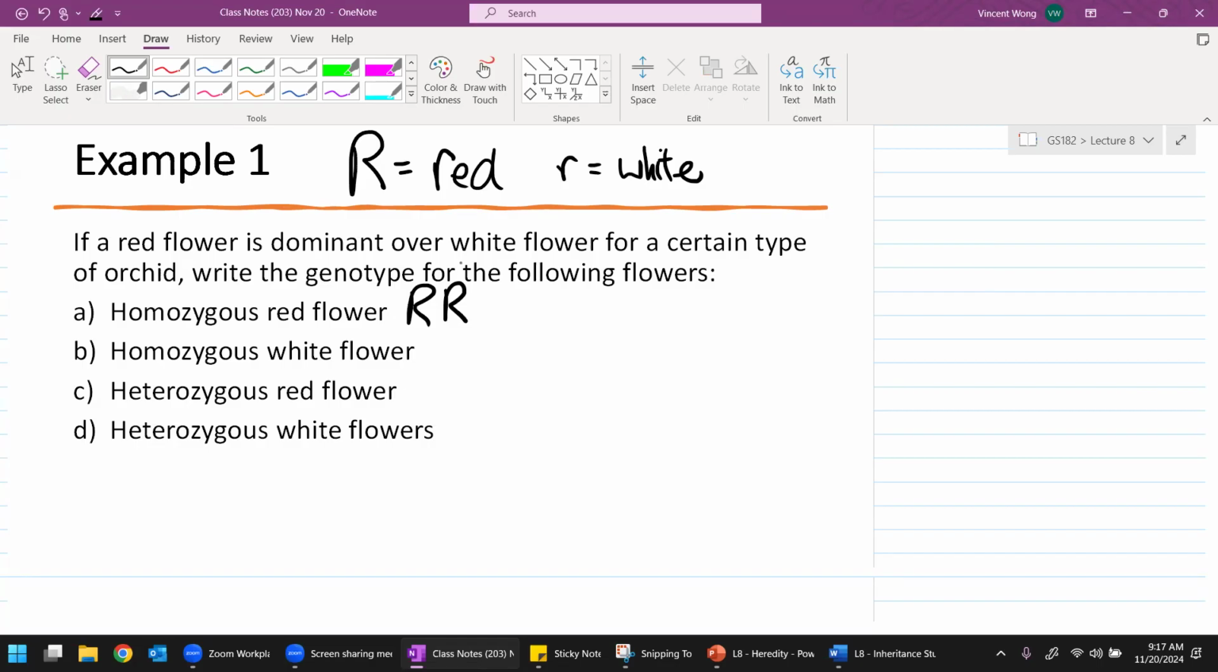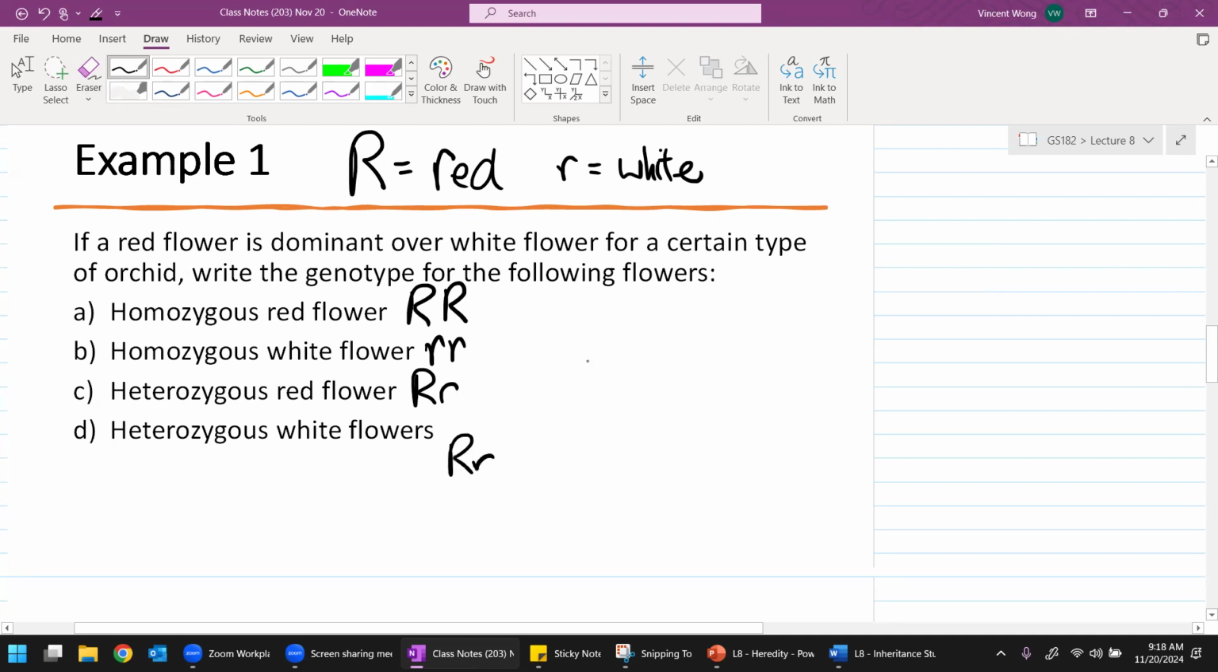Okay, homozygous white, what is it? Very good, small r, right? Okay. What about heterozygous red? That's good. Heterozygous means different, right? Okay, what about heterozygous white?